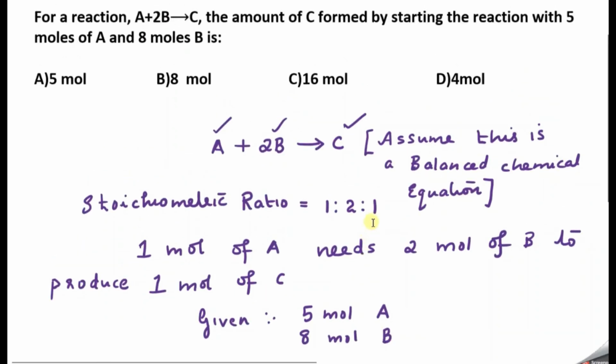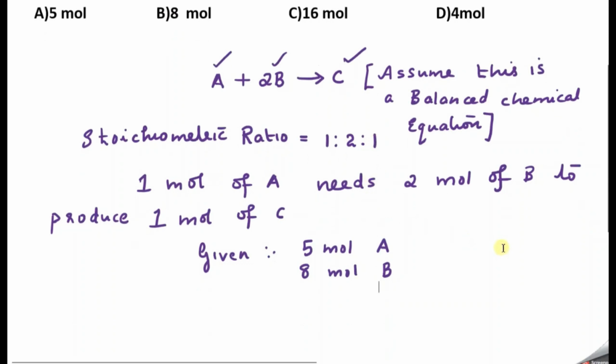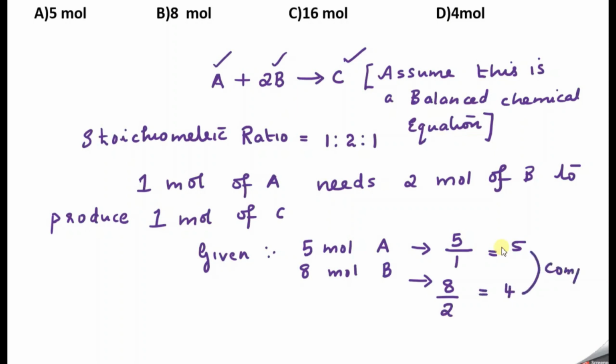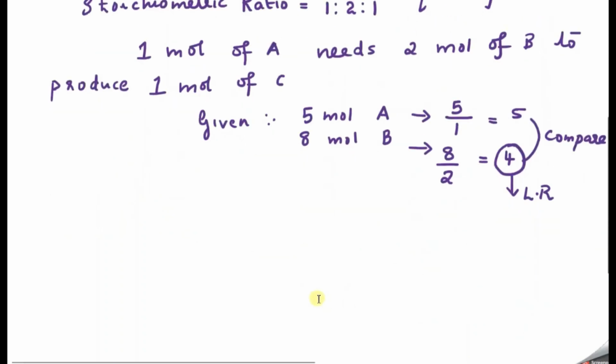Since here we don't know the molecular mass or anything, how do we find the limiting reagent? There is a shortcut I have taught you. Take the given value, 5 mole, and divide by the stoichiometric coefficient of A, which is 1. So you get 5. Similarly, take the given value 8 and divide by the stoichiometric coefficient 2 for B. That value becomes 4. Now compare these two values. Which one is the lower value? That will be the limiting reagent. So B is the limiting reagent here. This is a common technique.